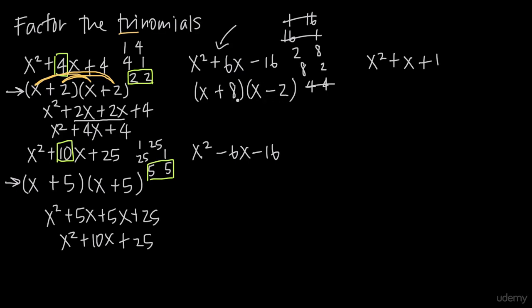And you could have flipped the order as well. You could have done x minus 2 and x plus 8, because that would have given us the same factors just in the opposite order. So we need that positive 8 and that negative 2. And if we multiply this back out, we'll see that we get back to the original problem.